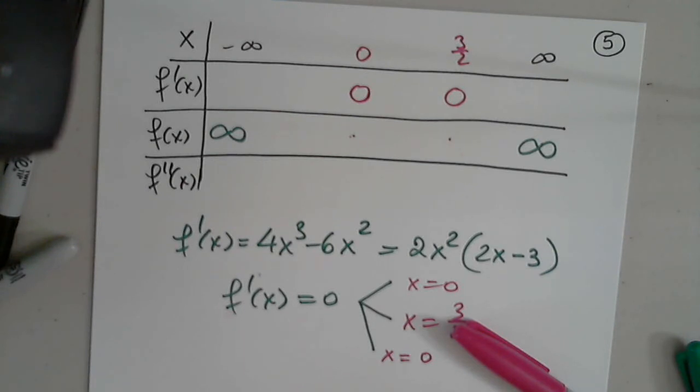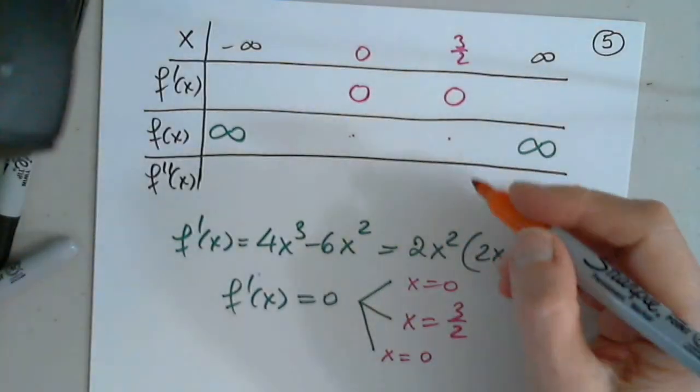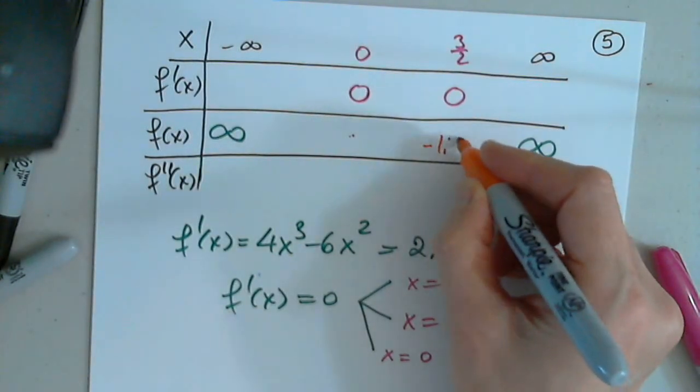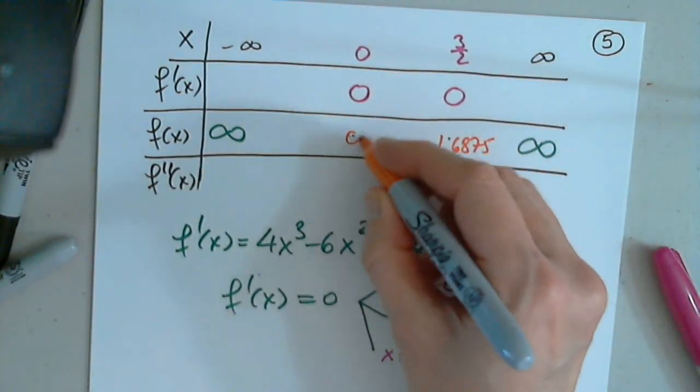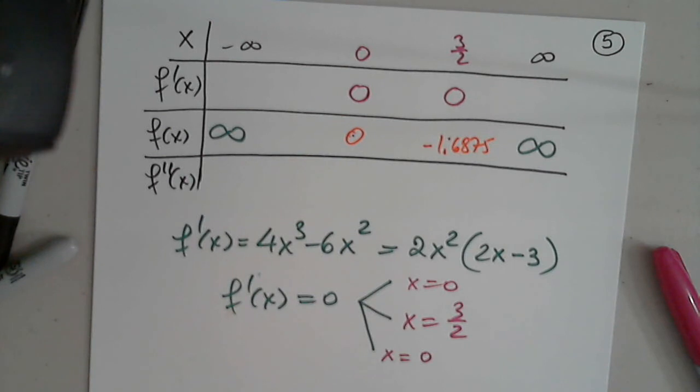And I go to a second, and of course 0 will be 0. And when I plug in 3/2 or 1.5, I get that. I would like to have it as a fraction, but for now, let's say it's okay. So this is negative 1.6875 and 0. I'll stop sharing.